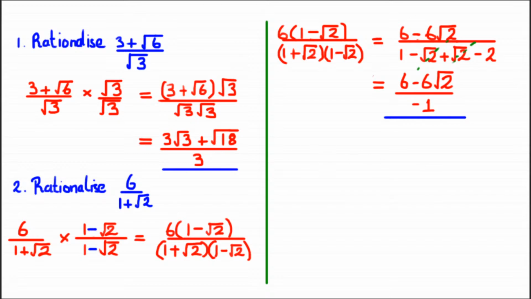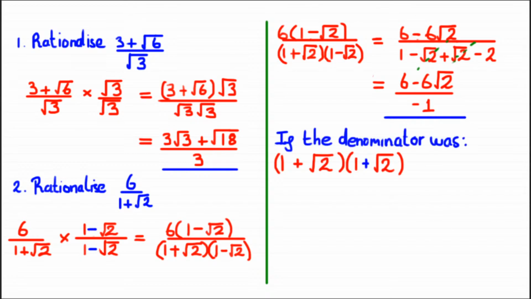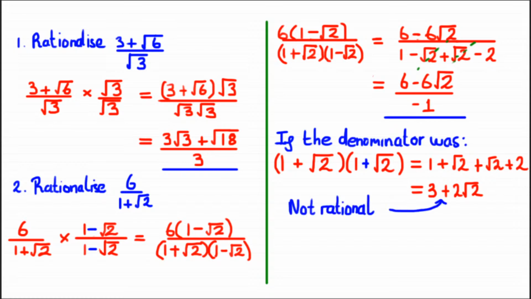So here's why using a conjugate is useful. Imagine if we were to multiply by 1 plus the square root of 2. This is what we would get: 1 plus root 2 plus root 2 plus 2, which is equal to 2 plus 1, which is 3, and adding these like surds, we get 2 root 2. However, this is not a rational number as we were looking for, okay?